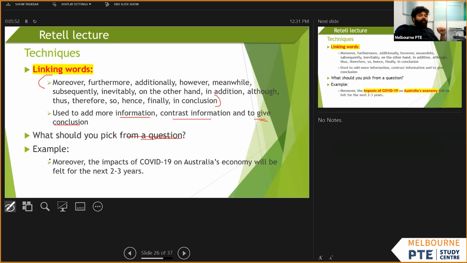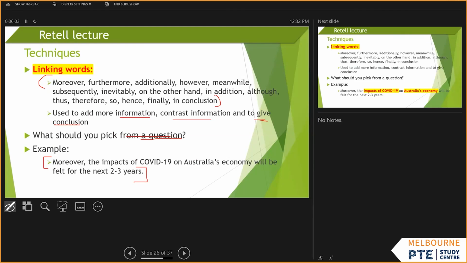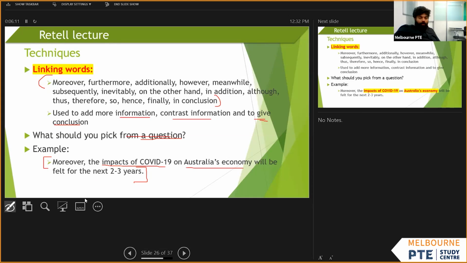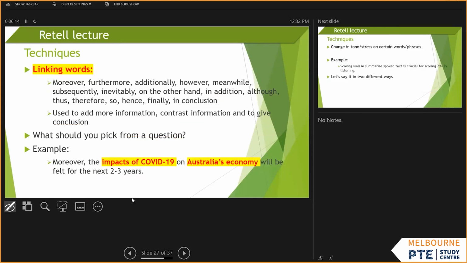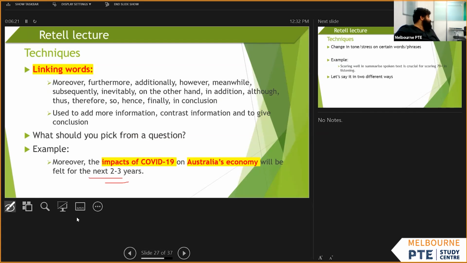Okay. Now have a look at this sentence and tell me, what do you think I should capture from this one? Any idea? COVID-19, Australian economy. Okay, and next to T. Excellent. Okay, so basically, more or less these words and phrases, and this one as well actually. Next 2 to 3 years.